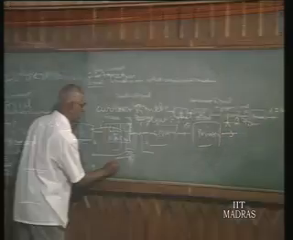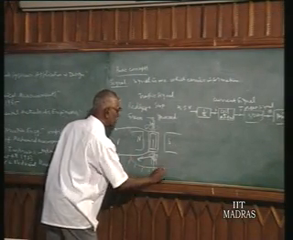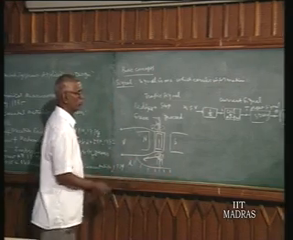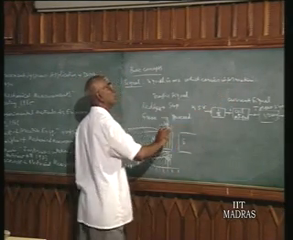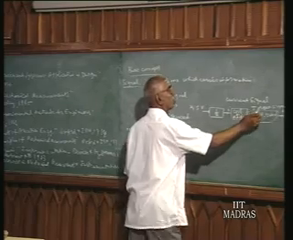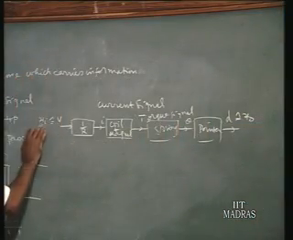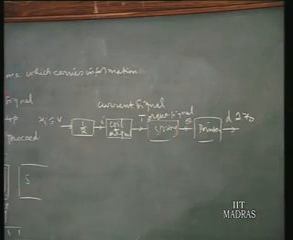We connect a pointer here. The pointer moves over the scale. This is your D. So finally you get the output. So you find that these parameters, current, torque, theta, D, are carrying the information of the voltage. They are all called signals, current signal, and so on. So with this, we will close today.